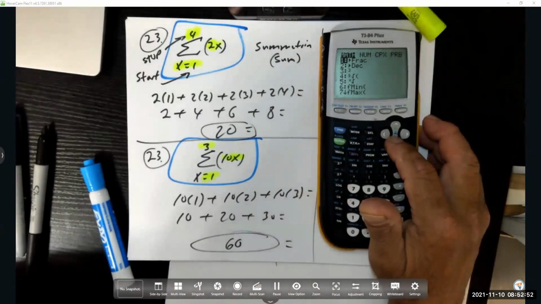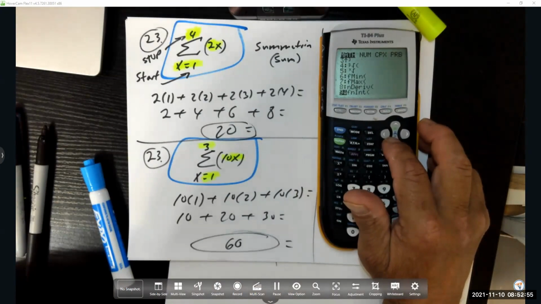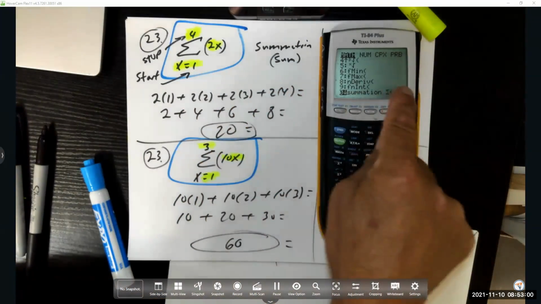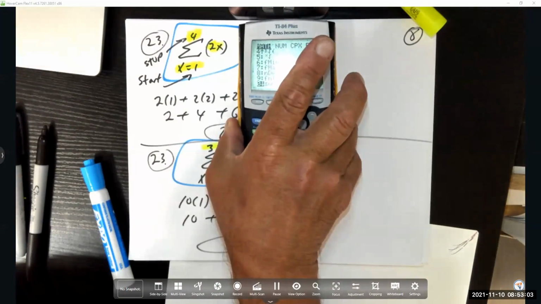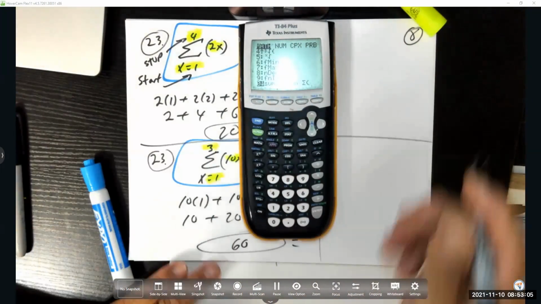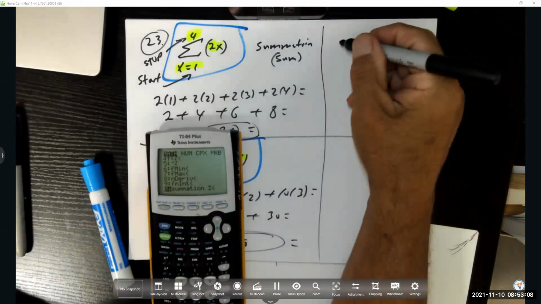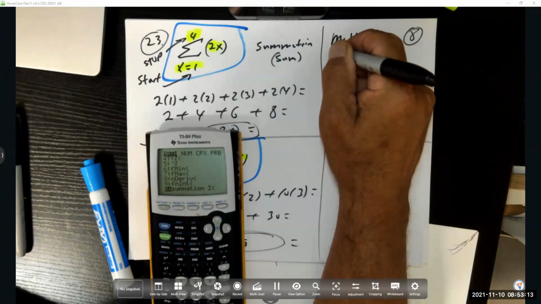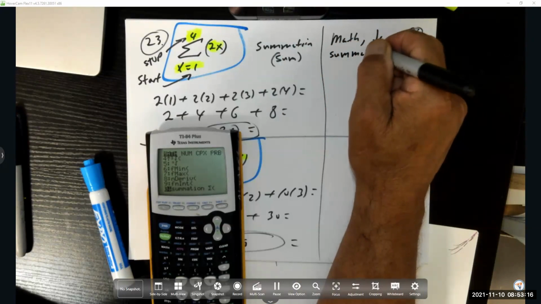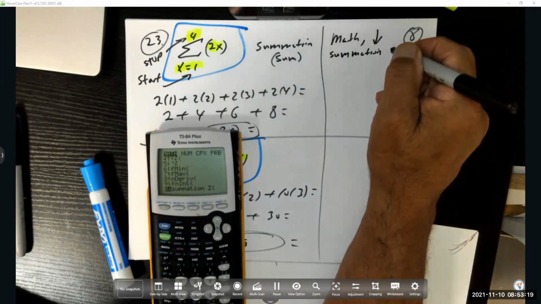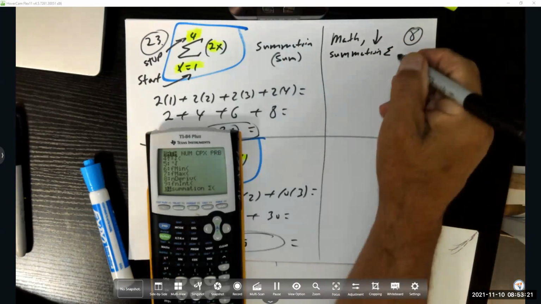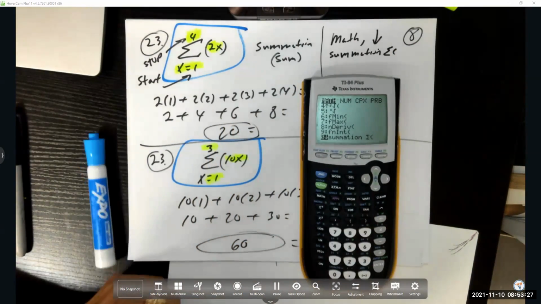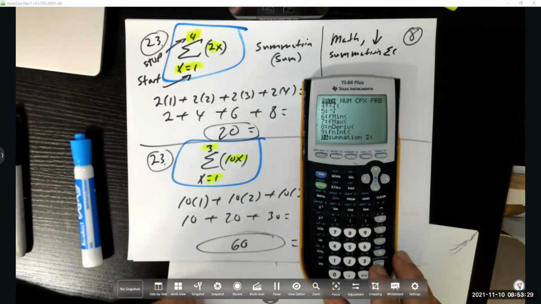Now put down arrow until you see summation. Hey, there it is. Y'all see it? Summation. So all I did is I hit math, then I hit down arrow until you see this right here, summation. It looks like this. Something like that. Y'all see it on your machine? So now, enter. Ready?